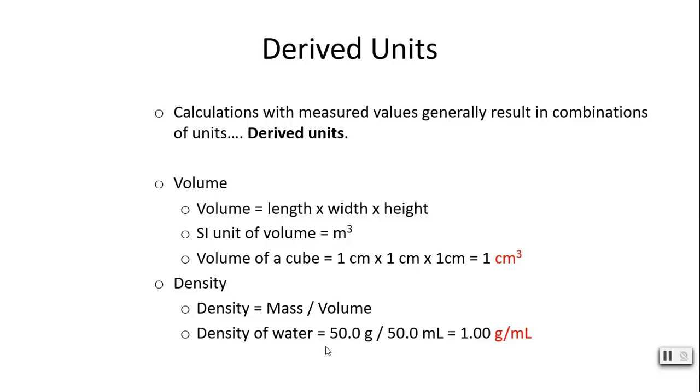So, for example, for water, if I have 50 grams of water and the volume of it is 50 mils, when doing that division, the units that I get are grams per mil. We would say that that unit is a derived unit based upon the equation for density.